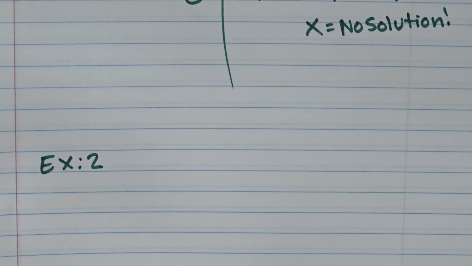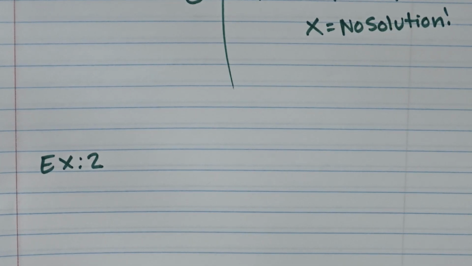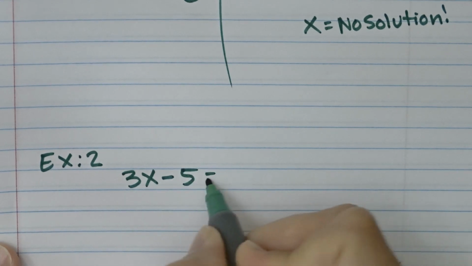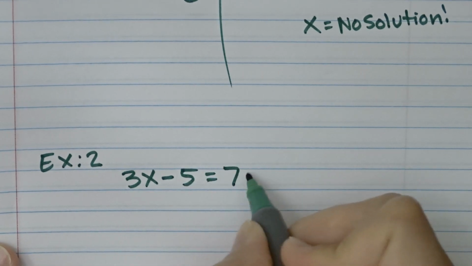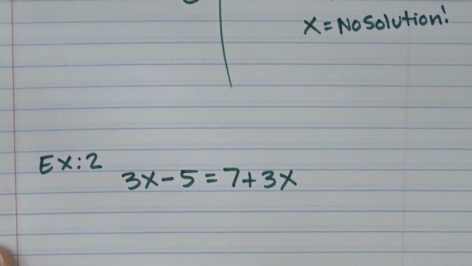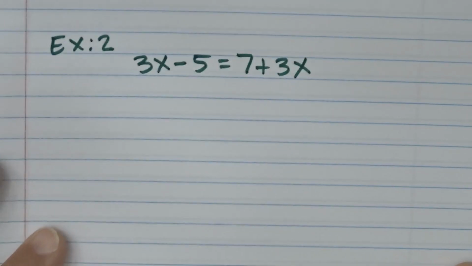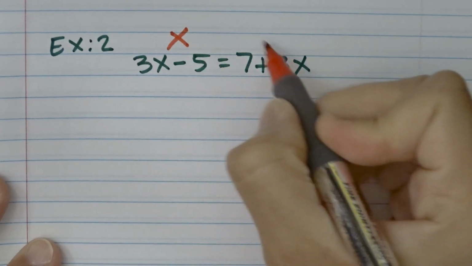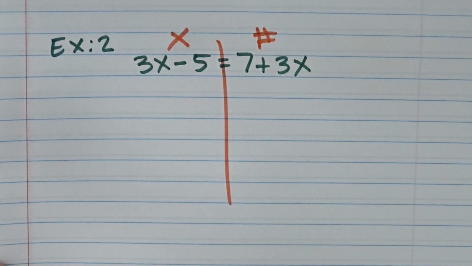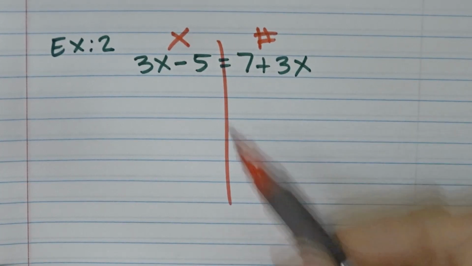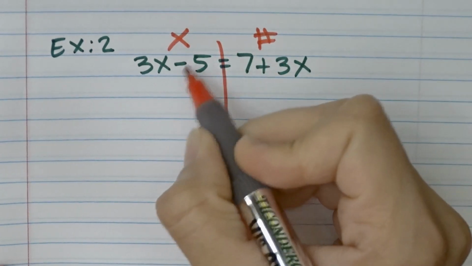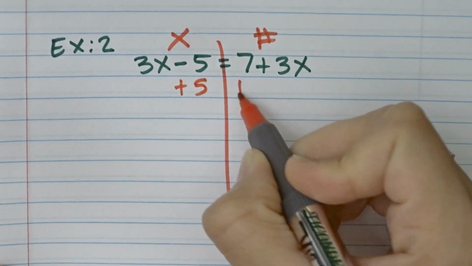Example 3. Let's try this one. 3x minus 5 equals 7 plus 3x. Again, we're going to solve this by putting our variables on one side and numbers, or constant terms, on the other side. We're going to double check and make sure everything's in the right place. The x term is on the x side, that's correct. The number term should not be there, it should be over here. So we're going to get rid of this one by adding the opposite.